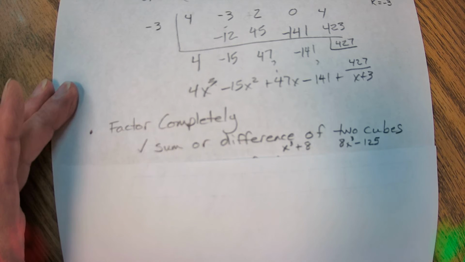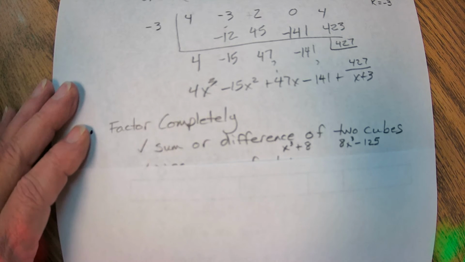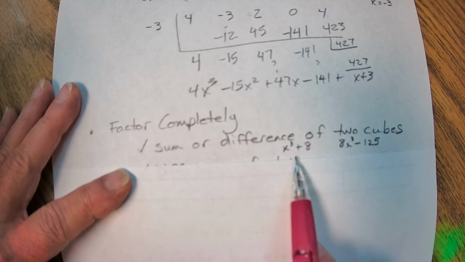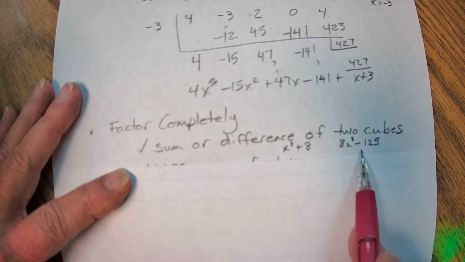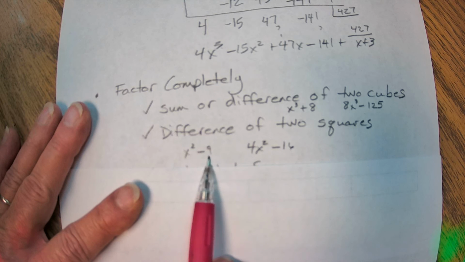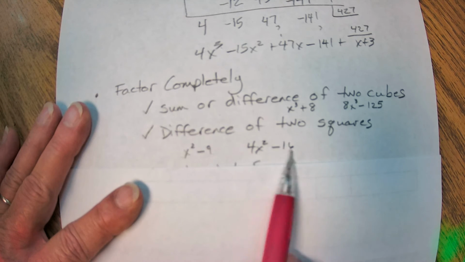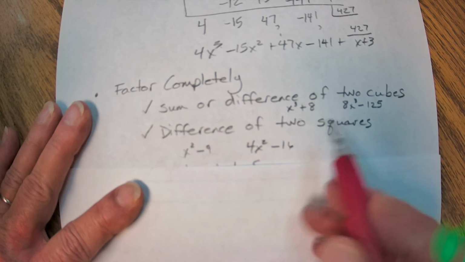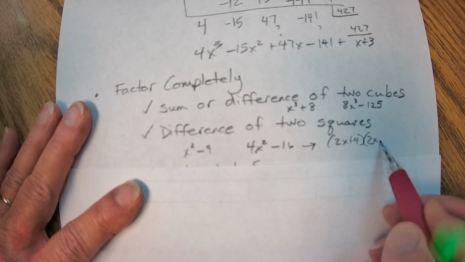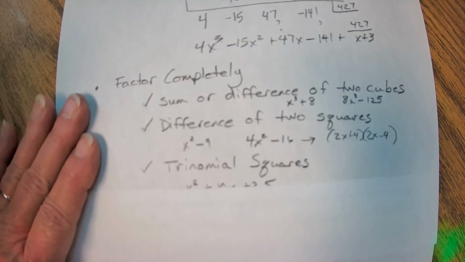There's this big section on factoring completely. Remember, there's going to be certain things you're looking for. Is what you're factoring a sum or a difference of two cubes? This is a sum of two cubes. This is a difference of two cubes. And remember, in your notes, you should have factoring those special sums or differences. Is it a difference of two squares? X squared minus 9 is a difference of two squares. 4x squared minus 16 is a difference of two squares. You factor this, 2x plus 4 times 2x minus 4. That also should be in your notes.